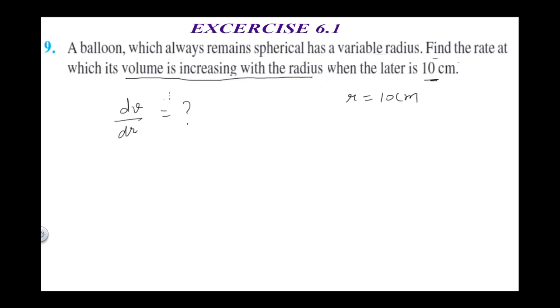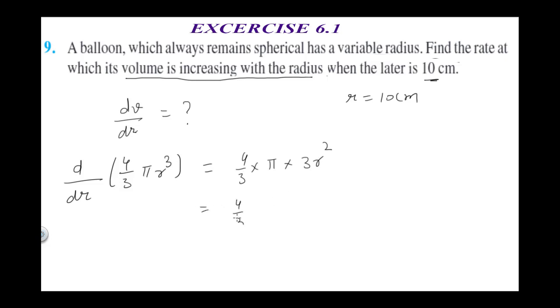When the radius is 10 centimeter, so you know the formula for volume of the sphere. We will apply it. d/dr of volume of the sphere, 4 upon 3 pi r cube. So when we differentiate it, what we will get? 4 upon 3 into pi into 3r square. Correct. Let us put the value: 4 upon 3 into pi into 3 into r square will be 100. So what we get? 400 pi cubic centimeter per centimeter. Clear? So this will be the answer for question number 9. Let us go to the next question now.